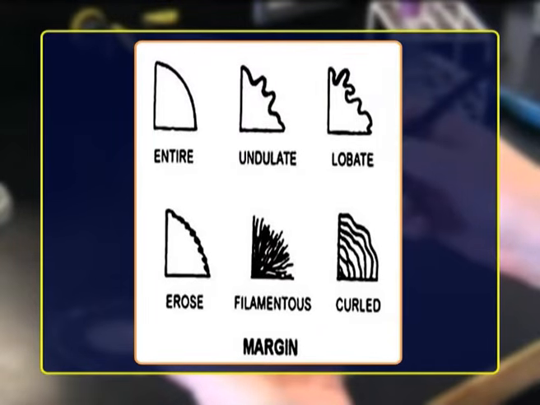Lobate, a type of margin in nutrient agar plates marked by indentations. Erose or irregular, a type of margin in nutrient agar plates, irregular at the margins with a tooth-like appearance. Filamentous, a type of margin in nutrient agar plates which can be thread-like, with a spreading edge. Curled, a type of margin in nutrient agar plates with layered curls.